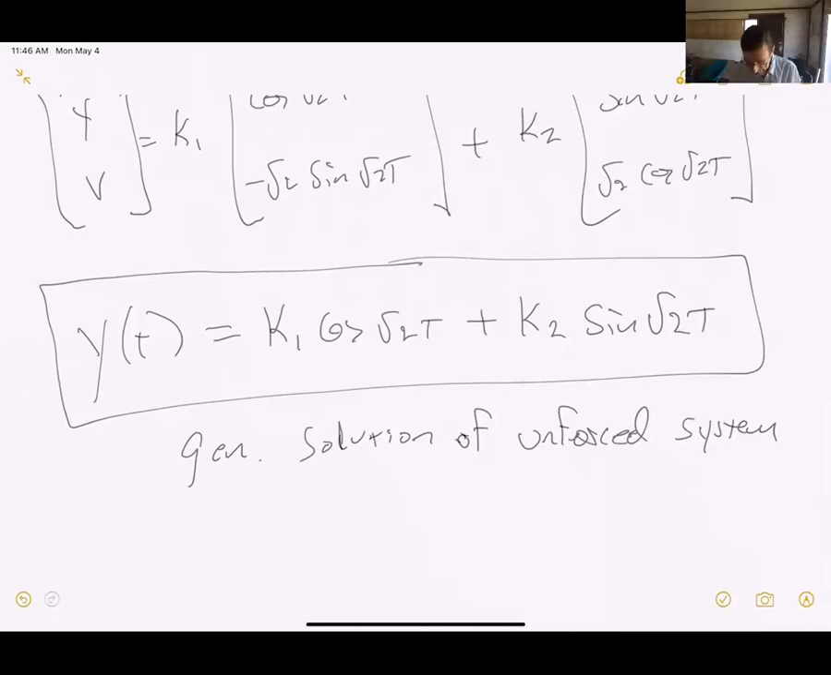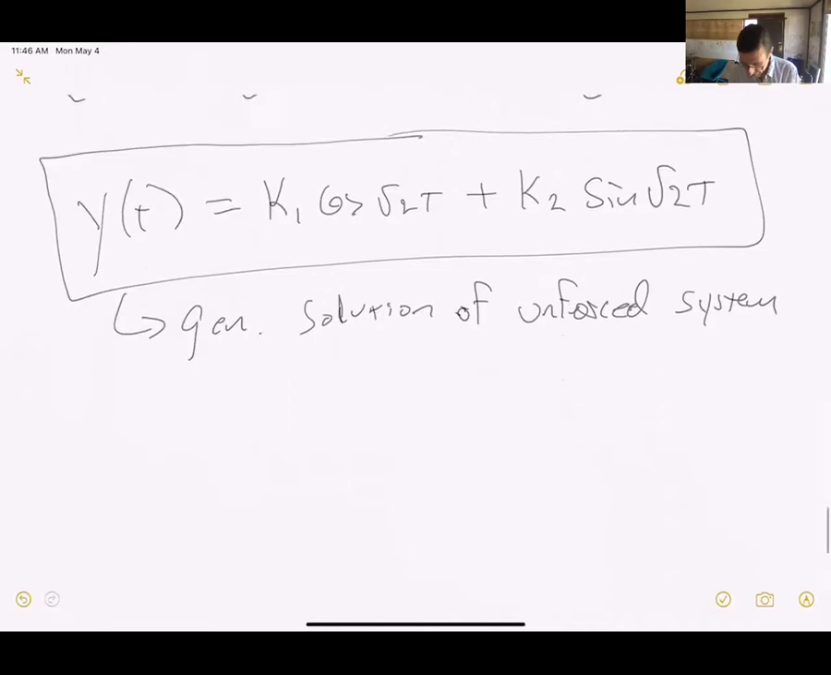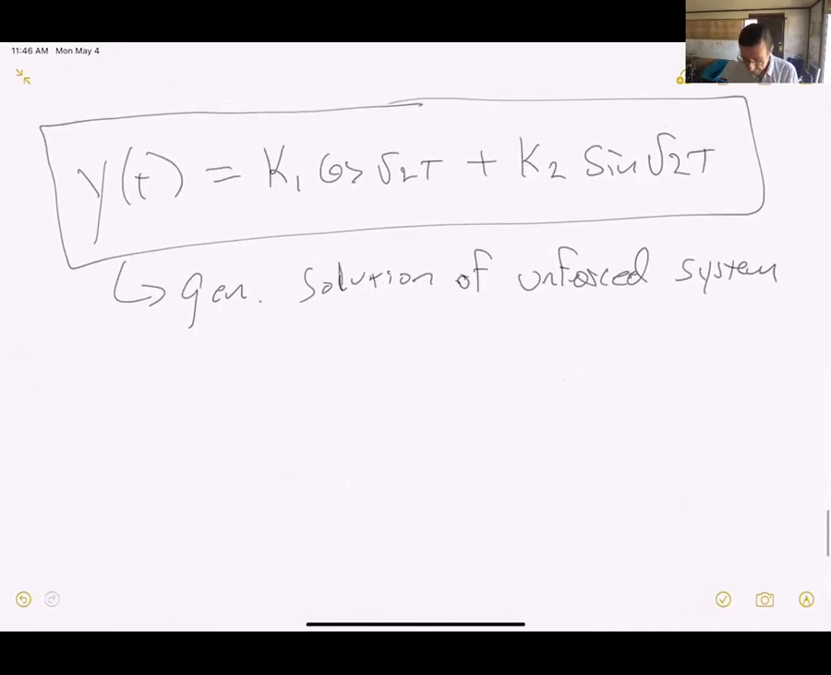All right, so here's the general solution of the unforced system. And then step 2 is to find a specific solution of the forced system. So let me just remind you what the system is. It's d squared y dt squared plus 2y equals cosine omega t.